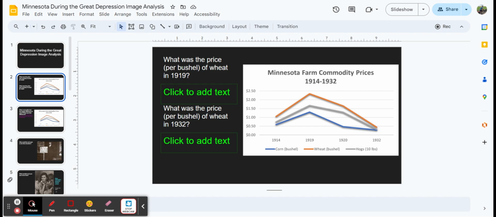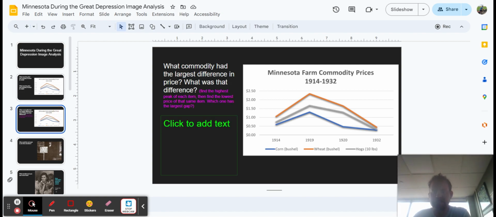But what is the price per bushel of wheat in 1919? So then I'm going to find what wheat is, then I'm going to find where 1919 is, and then I'll go up the y-axis to figure that out. Question number 2, what was the price per bushel of wheat in 1932? 1932 is 3 years after the stock market crash of 29. And so then I'd find again on the x-axis where 1932 is, and then I'd find what the y-axis tells me the price is.